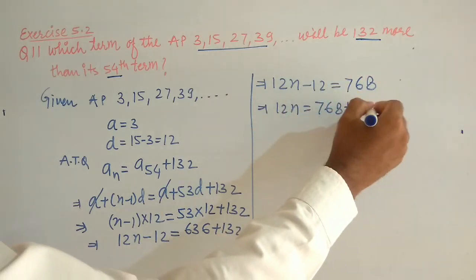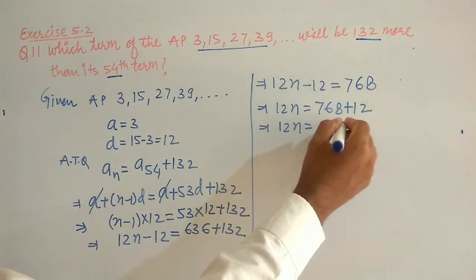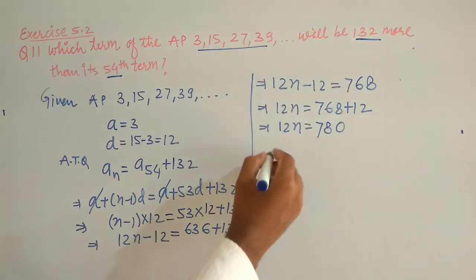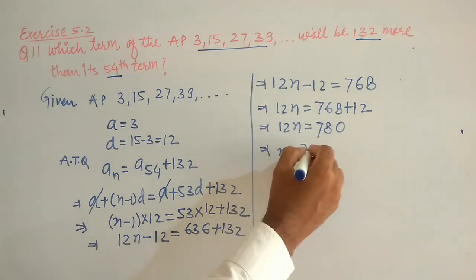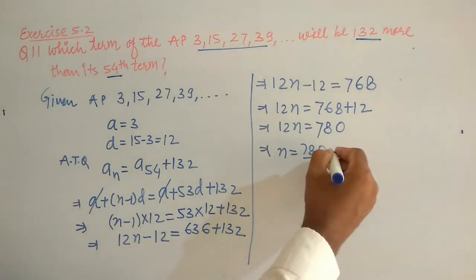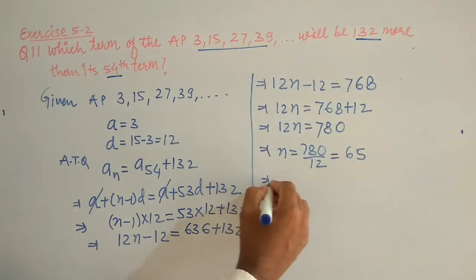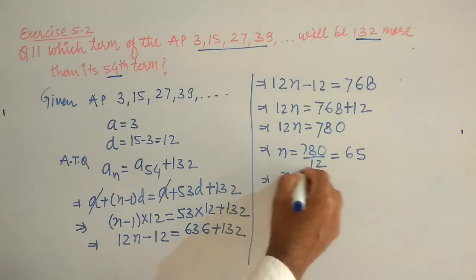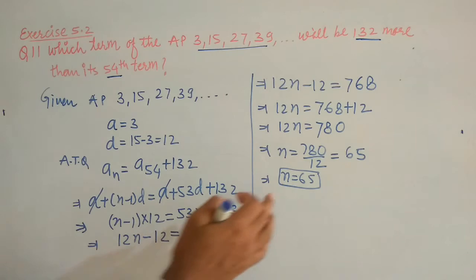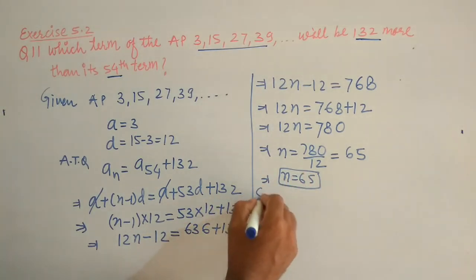So transpose करें plus 12. So it is 12n is equal to 8 into 10, 7 and 1 8 and it is 780. So n is equal to 780 upon 12. 12 6 ja 72 and 12 5 ja 60. So the value of n is what? 65. Means the required term will be what? 65th term.